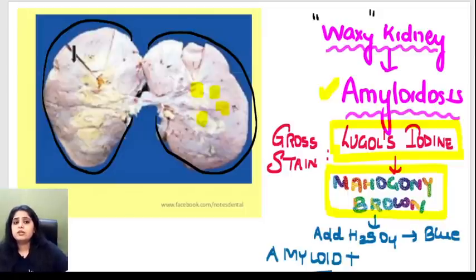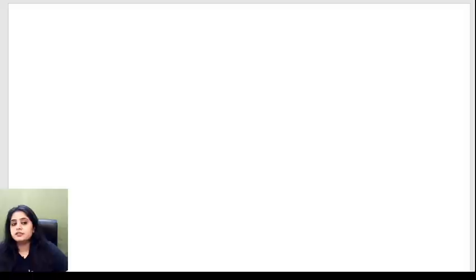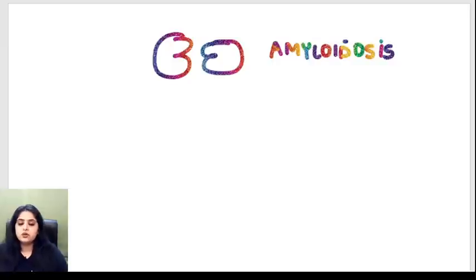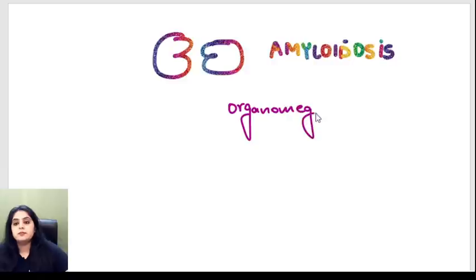Obviously, one more question which you studied in amyloidosis is that when you are talking about amyloidosis of the kidney, what happens to the size of the kidney? That's another very important question that they ask you in the paper. Whenever amyloid sits in any organ, be it the tongue or the heart or the liver or the spleen, the size of the organ increases. There is always a case of organomegaly.